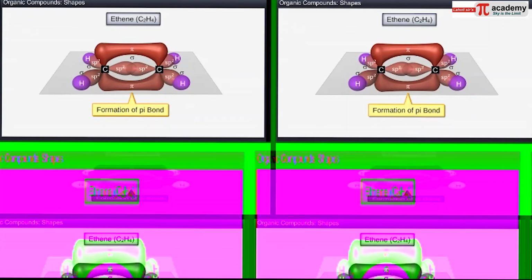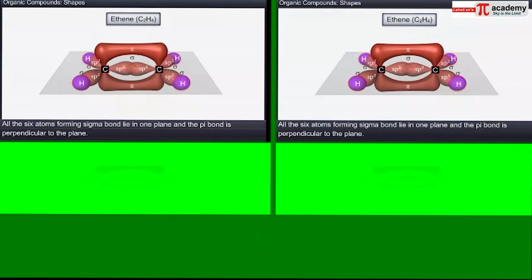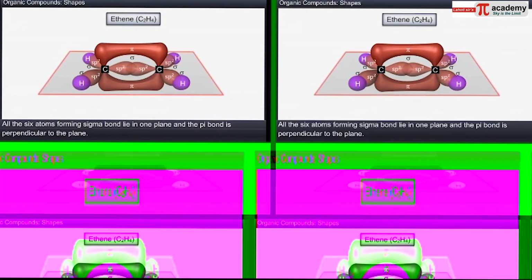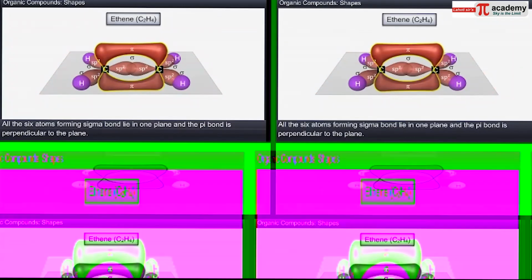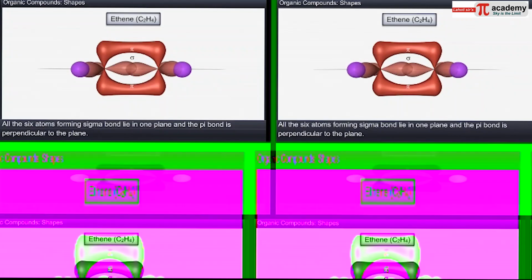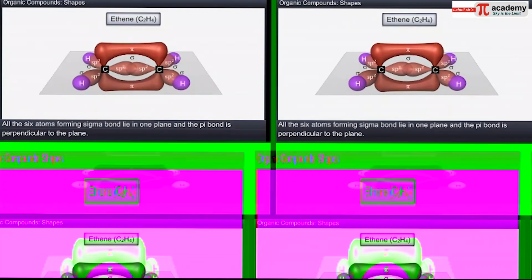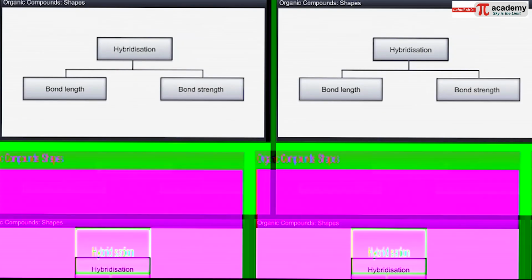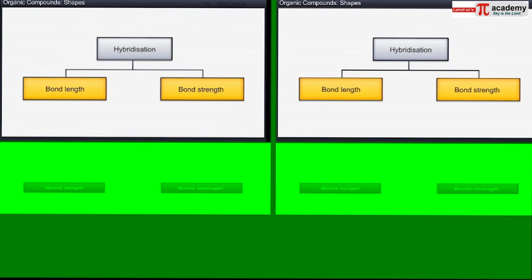Pi bond doesn't account for the shape of the molecule. All the 6 atoms forming the sigma bonds lie in one plane, and the pi bond lies perpendicular to the plane. Thus, the shape of the molecule is trigonal planar. Hybridization influences bond length and bond strength in organic compounds, which means that these parameters do influence the shapes of molecules.